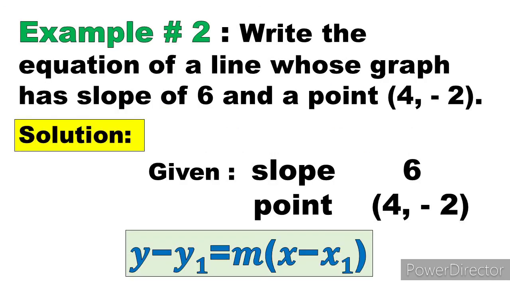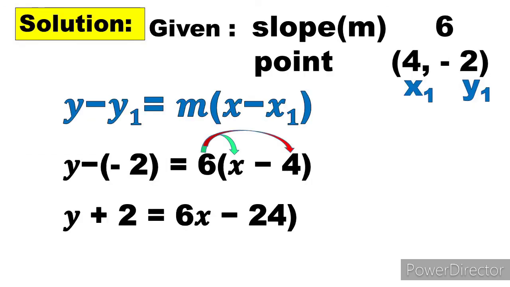And now this is the example number 2. Write the equation of a line whose graph has a slope of 6 and the point positive 4, negative 2. Okay, and this is our solution. Ano ba yung given natin? So, ang given natin ay slope, which is, the slope is 6. And given ang isang point, which is positive 4, negative 2.